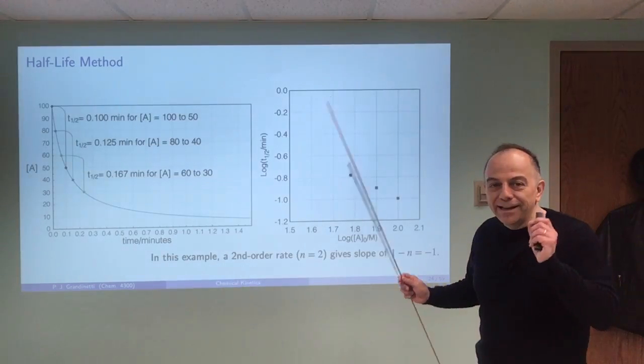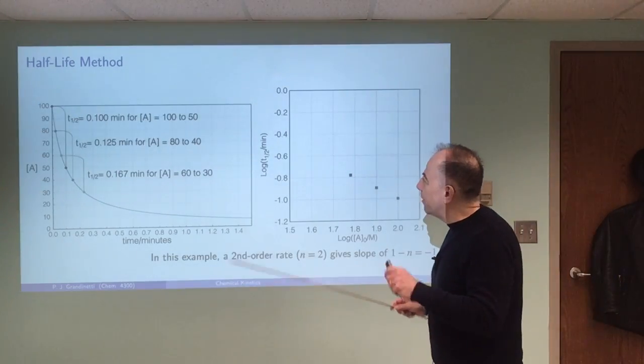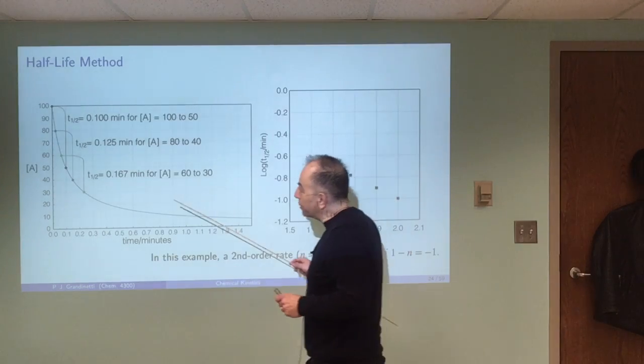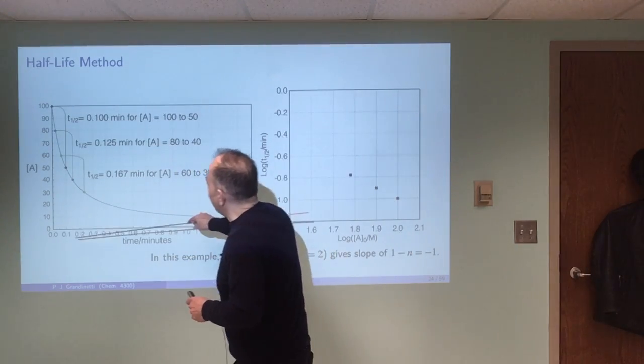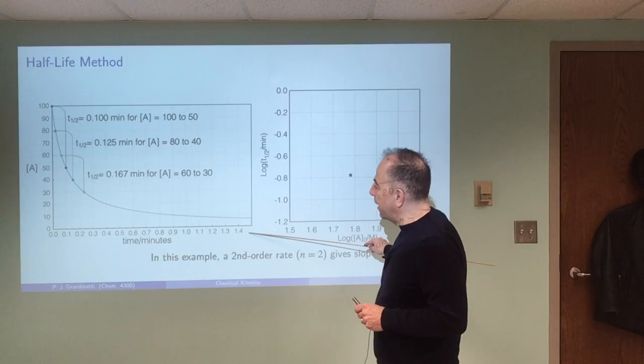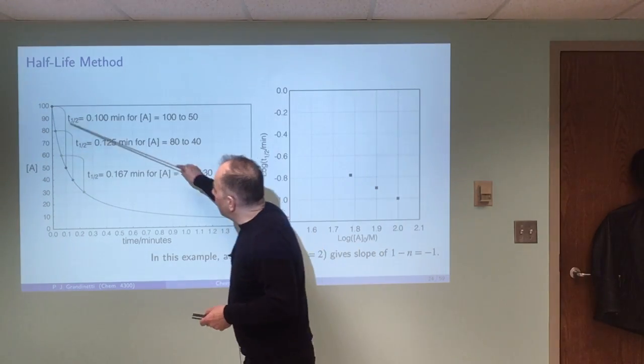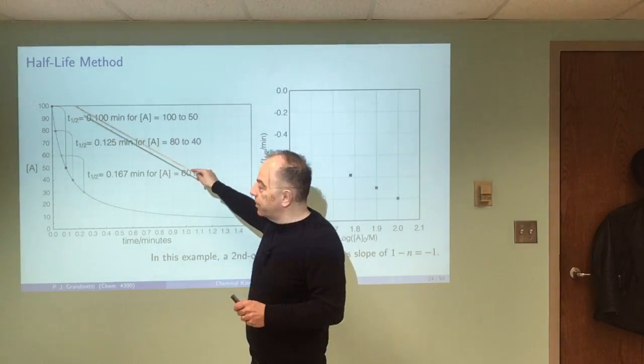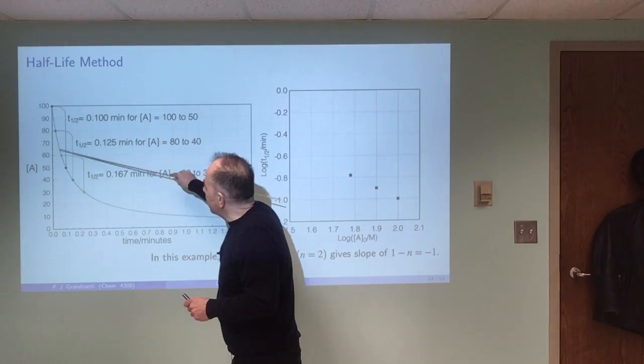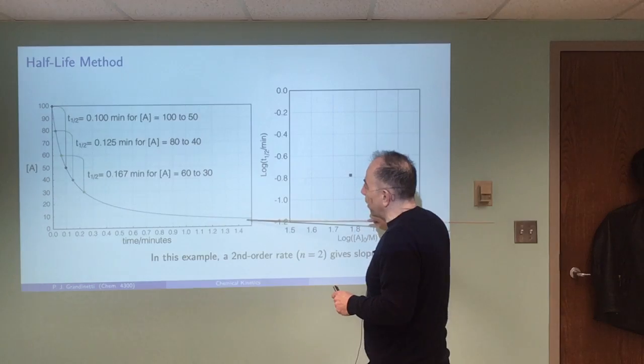All right, that might be kind of tricky to follow. Let's look at a graph of how that works. So here's a concentration of A as a function of time, and I'm looking at a second order reaction here. So we know n will be equal to 2 in this case. Here is the exponential decay of the concentration of A.